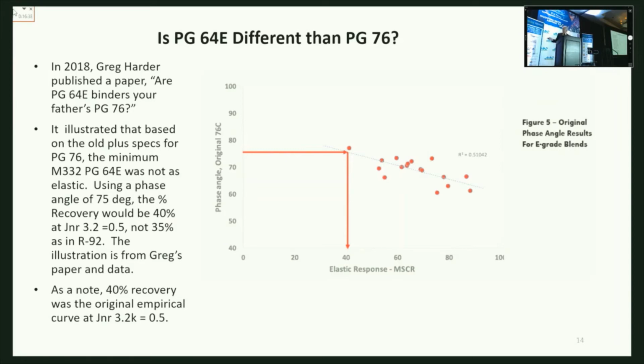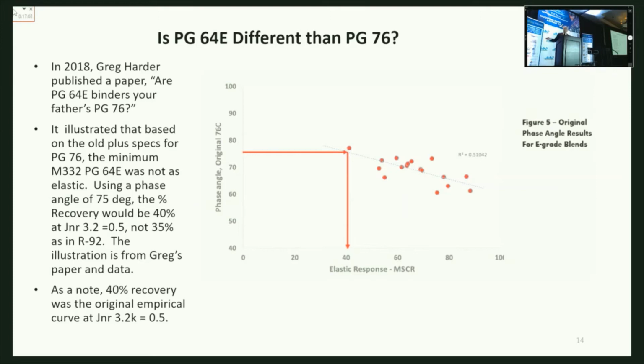So here are your higher phase angles, and here's a phase angle at 75 degrees, and these would be phase angles lower, like 70 and 69. And so he put it on the response curve, and it came out to a percent elastic recovery of 40%.